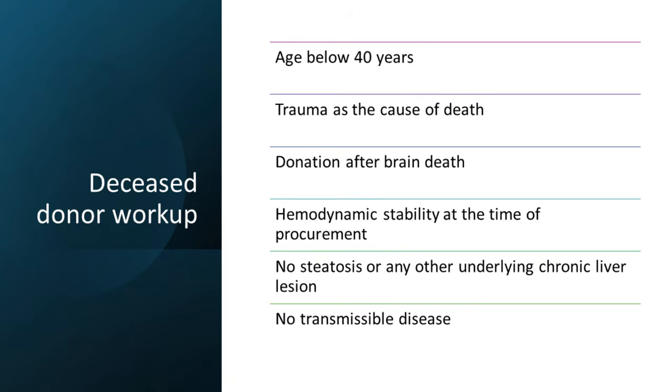Ideally you want somebody who's less than 40. Somebody in whom trauma is the cause of death. Brain death has been proven. Hemodynamically stable when the surgeons go to procure the organ. There is no fatty liver, no chronic liver disease, and no other transmissible disease like HIV, hepatitis B, C. So this is an ideal donor. Practically, you're not going to get this.